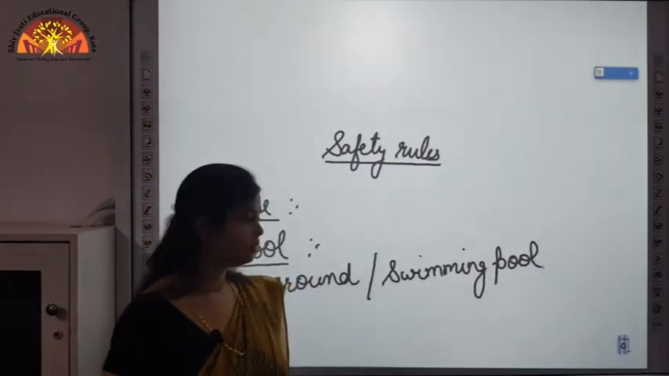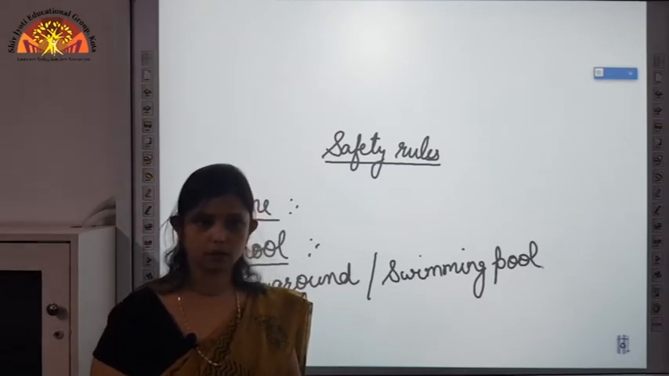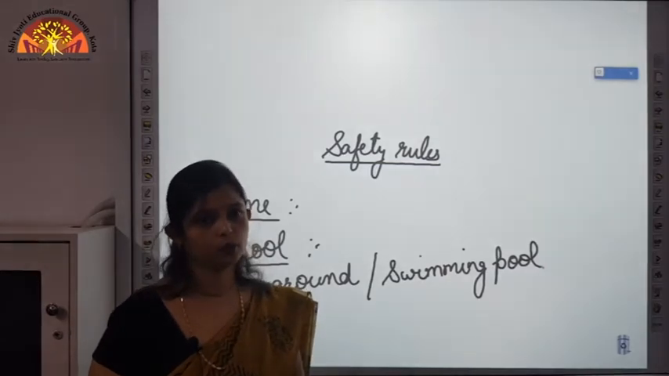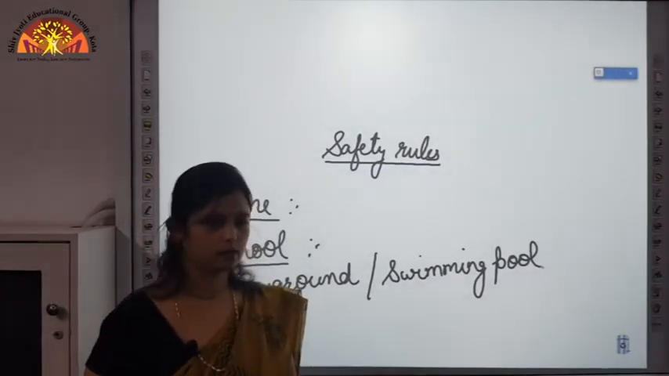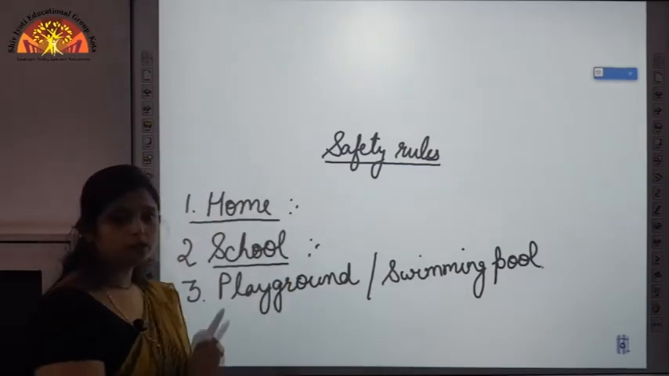Now, when you are at swimming pool, you should never go to swimming pool without any adult. Okay. And you should never push or pull anyone in the swimming pool. Otherwise, it can cause accidents. Okay. So these are some of the rules that you should follow at playground and swimming pool.